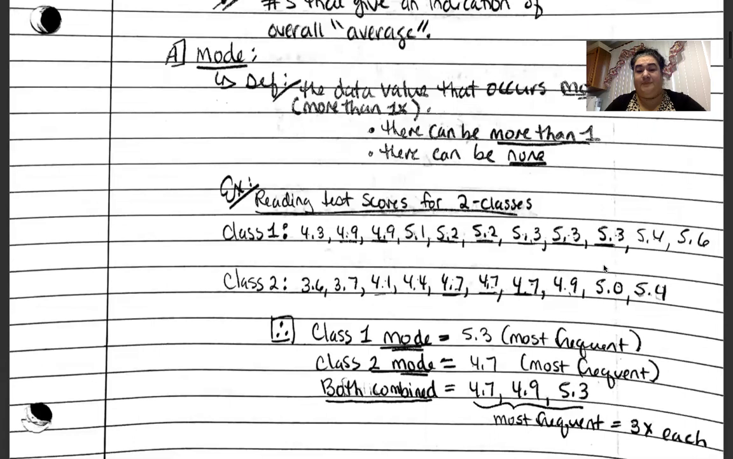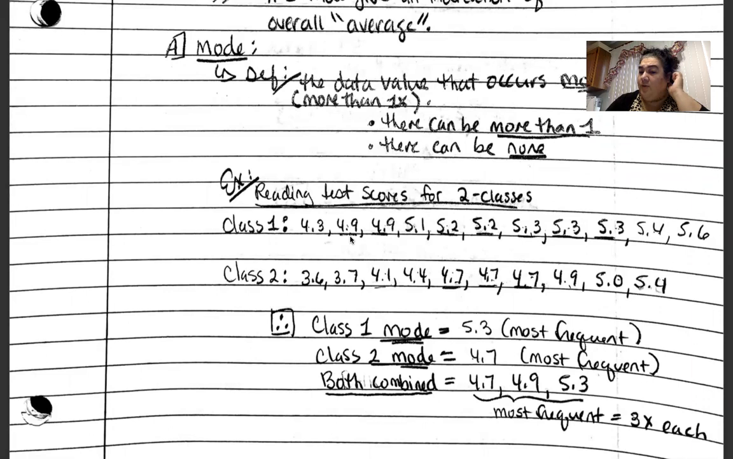Look at these examples that we have here. We have two classes, and these are some test scores for reading class, okay? And here we have 11 scores in class one. And 10 scores in class two, okay? The mode, according to the definition, is defined as the value that occurs most frequently, more than once. So in class one, you will see that I underlined 4.9 because I see that happened twice. I've also underlined 5.2 because that seems to have happened twice. And I have underlined 5.3 because I see that that happened three times.